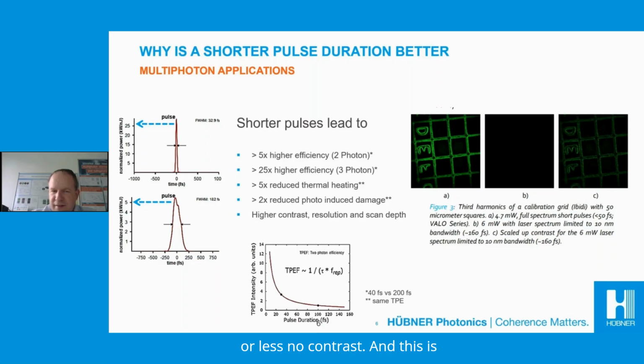And this is exactly the benefit from having shorter pulses. On the right side, it's just a scaled up version of the picture in the middle, and you see that the contrast is still low, even if you use a computer to scale it up.